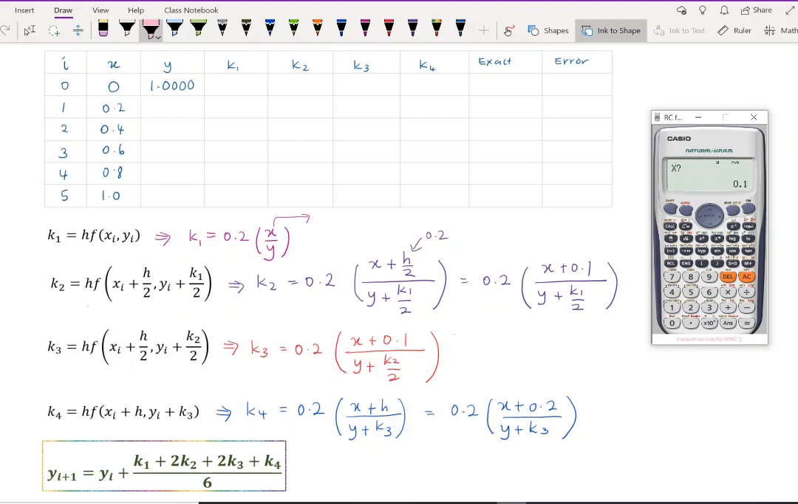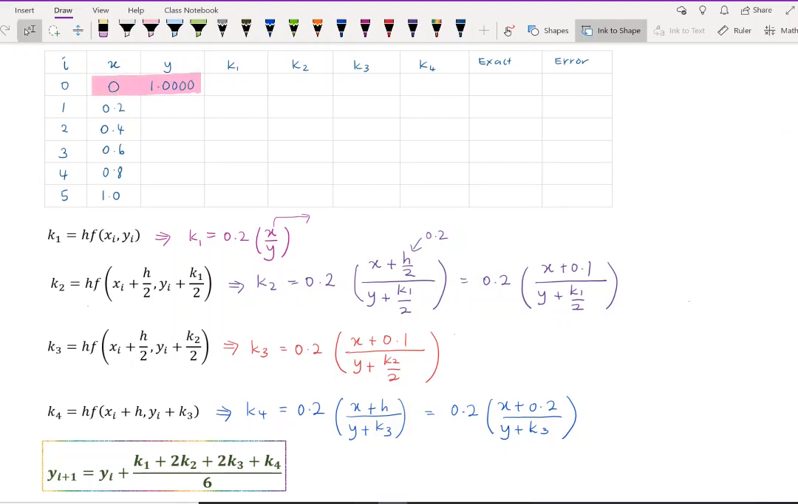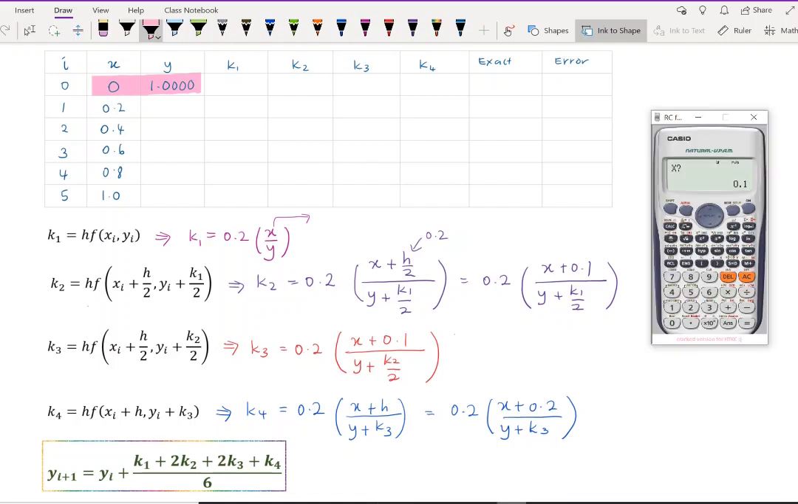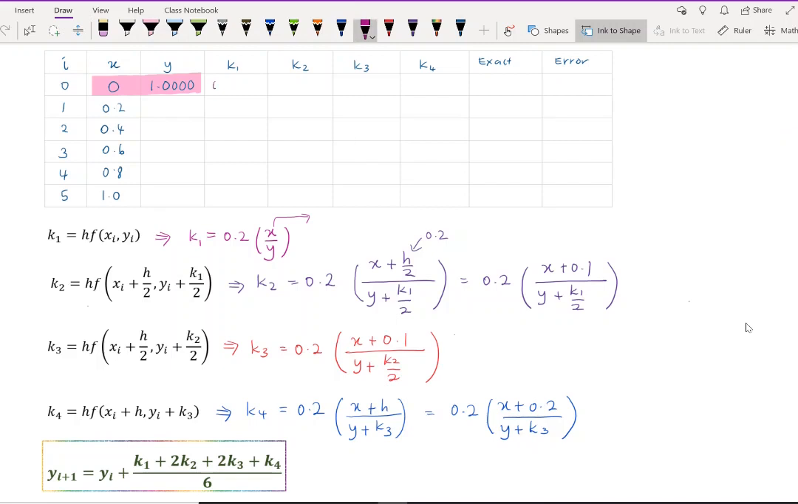Then calculate, insert the value of X and Y here. So for the first row, you have X equals 0 and Y equals 1. Insert the value into the calculator. X equals 0, then Y equals 1. Equals, so you got the value for K1, or A, is 0. So write down the K value of 0 here.